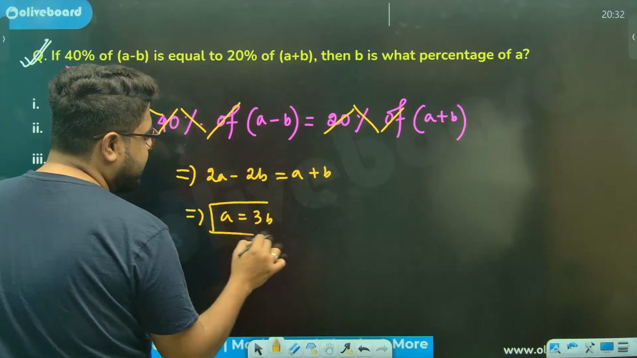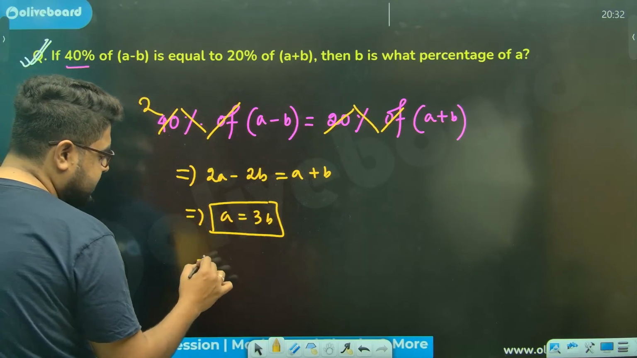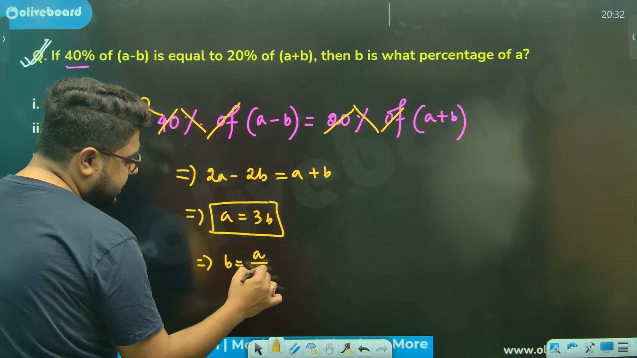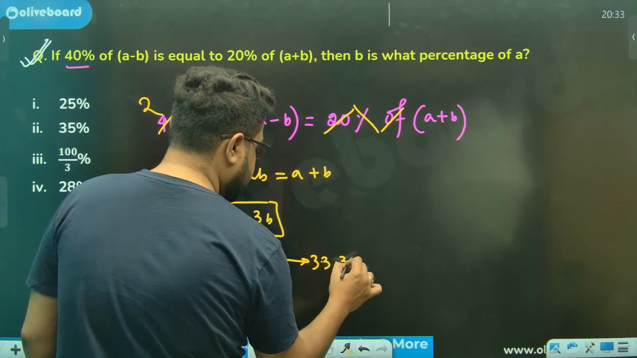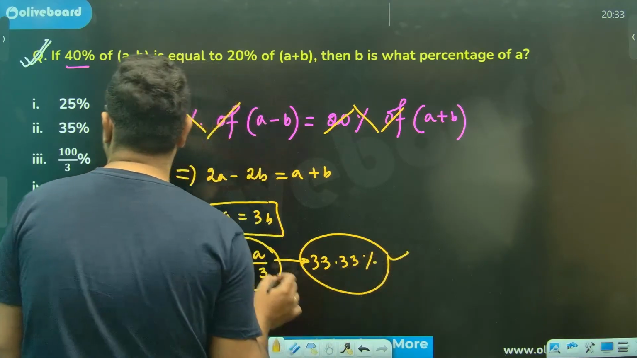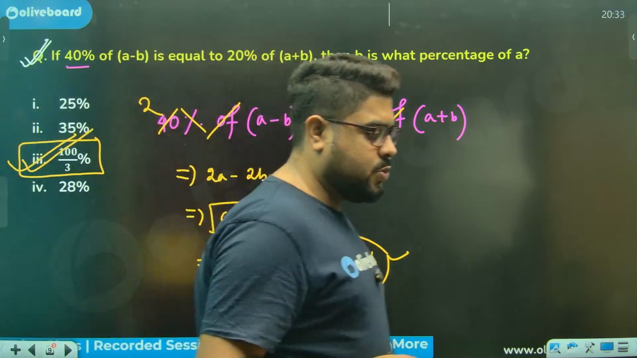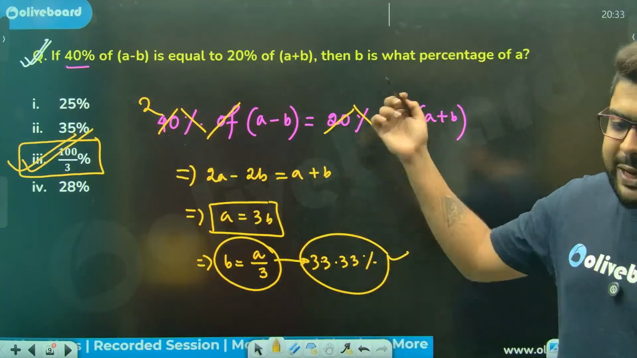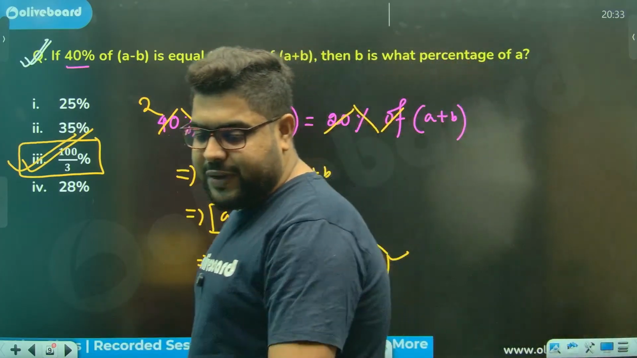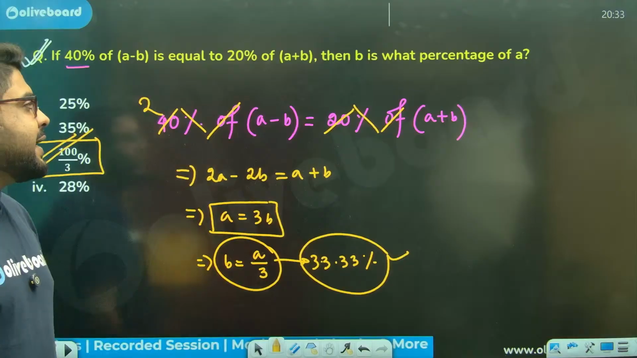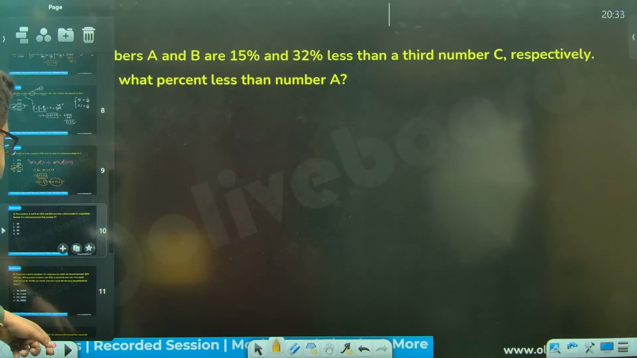So B is what percentage of A? B is what percentage of A, sir? So B is A divided by 3. 1/3 meaning, sir, 33.33%. 33.33% means 100 divided by 3%. So the value was given in this form, they didn't even want us to calculate this much. We didn't even need this, just write 100 by 3. Clear everyone? Everybody once again 100% clear? Chalo again.